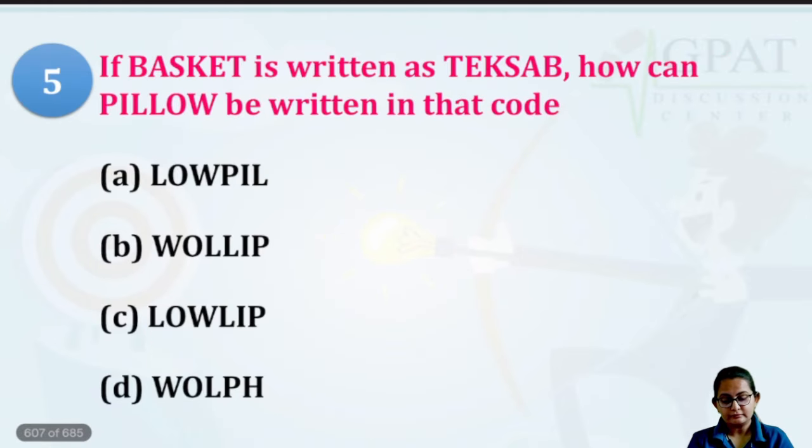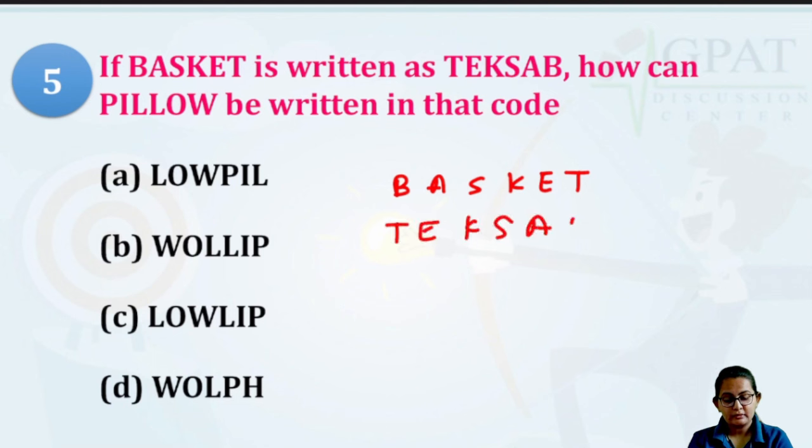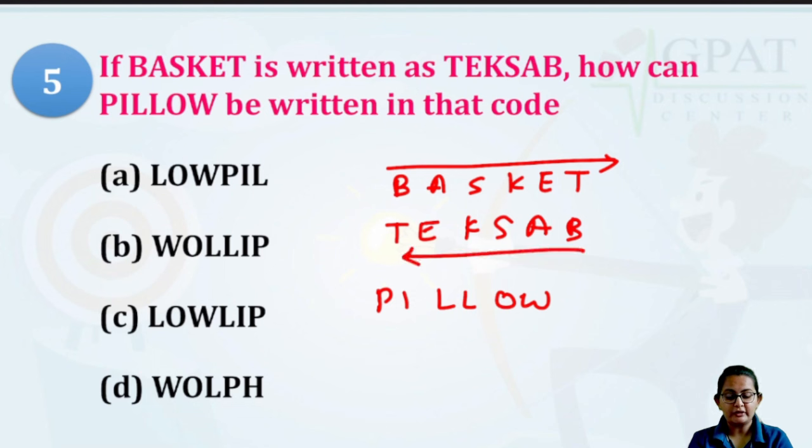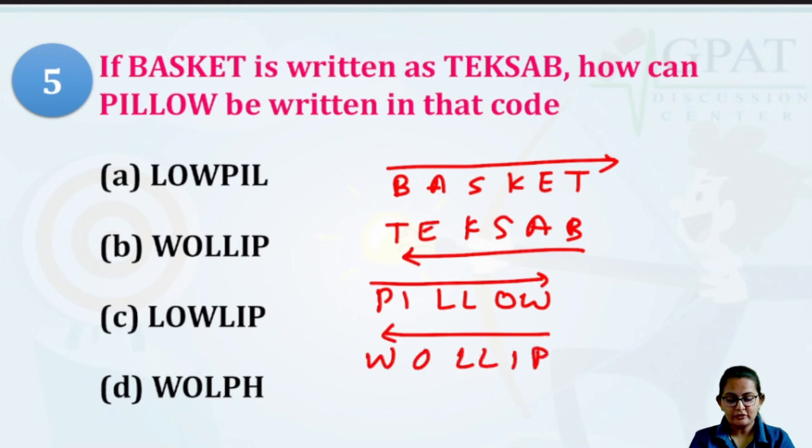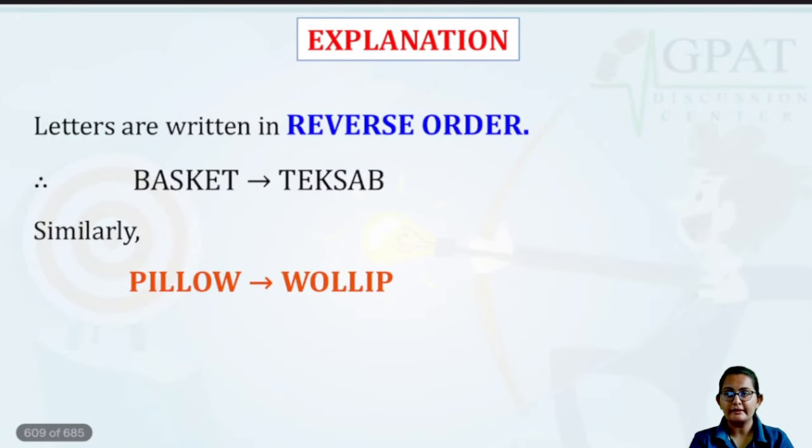Next we have this particular thing. Basket has been written as TEKSAB. Suppose this way, so how could pillow be written? Can you see that basket is written this way, coded in reverse order? So basket has been written in reverse order. Similarly, if pillow is written this way, its reverse would be WOLLIP. So WOLLIP would be the one. So option B is the correct answer. I hope you got this correct.